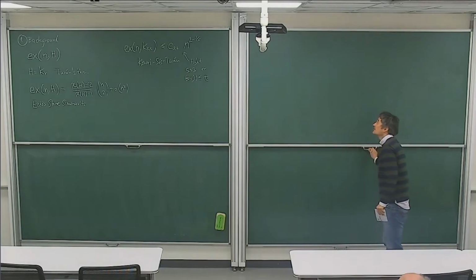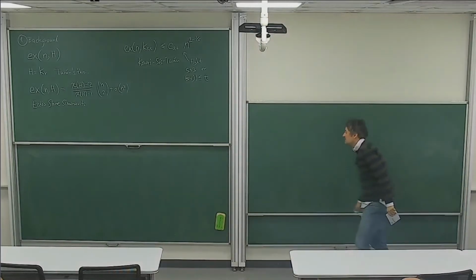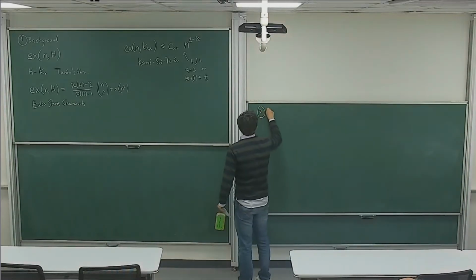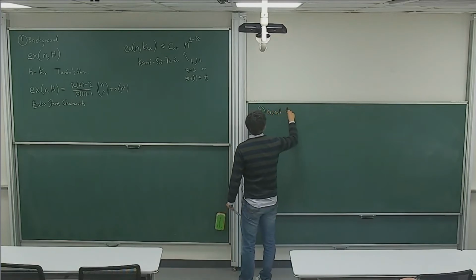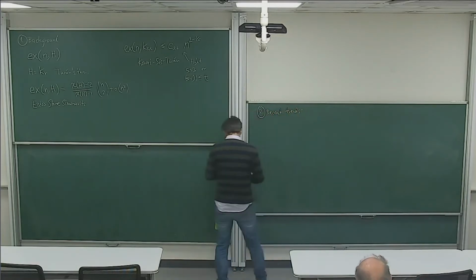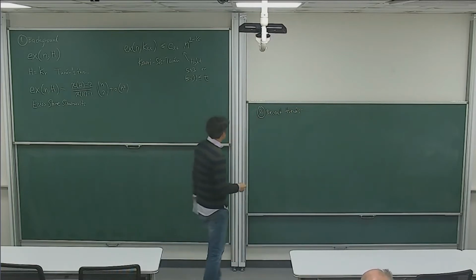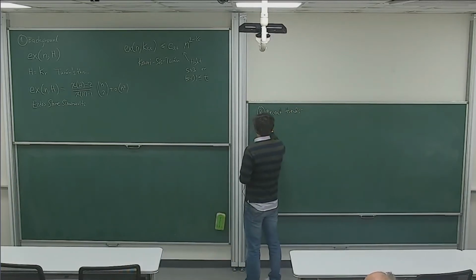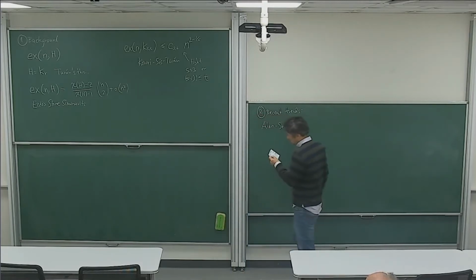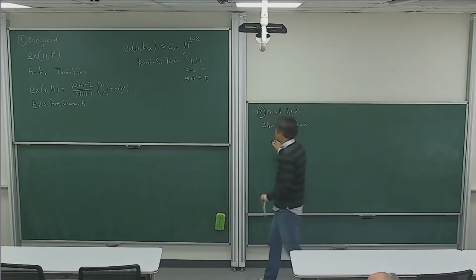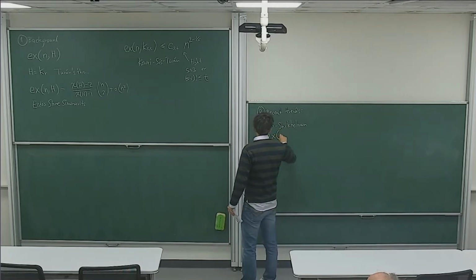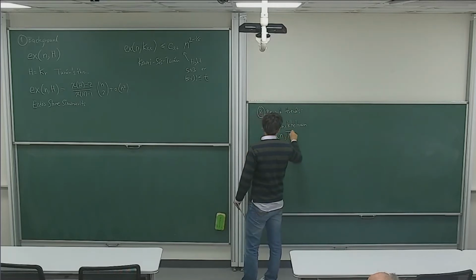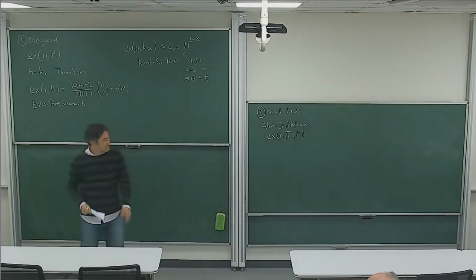Some recent trends. Alon and Shikhelman consider the following variation: ex(n, T, H). And what does it say?